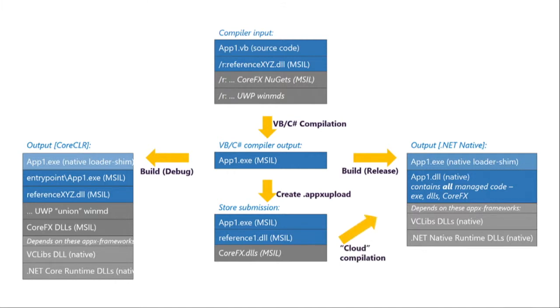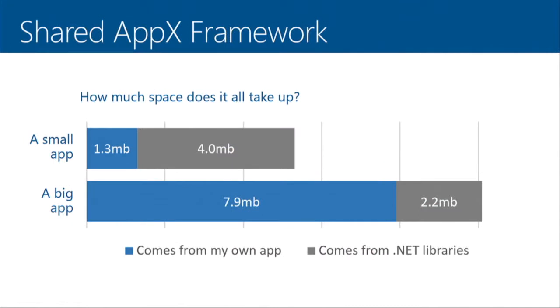But after you've submitted it to the store, it does this further .NET Native compilation step, like you've been doing in release mode on your development machine, to turn it into that .NET Native output. People ask me, gosh, all of the CoreFX DLLs from NuGet, there must be a lot of those. Doesn't that take up a lot of space? Yeah, it does.